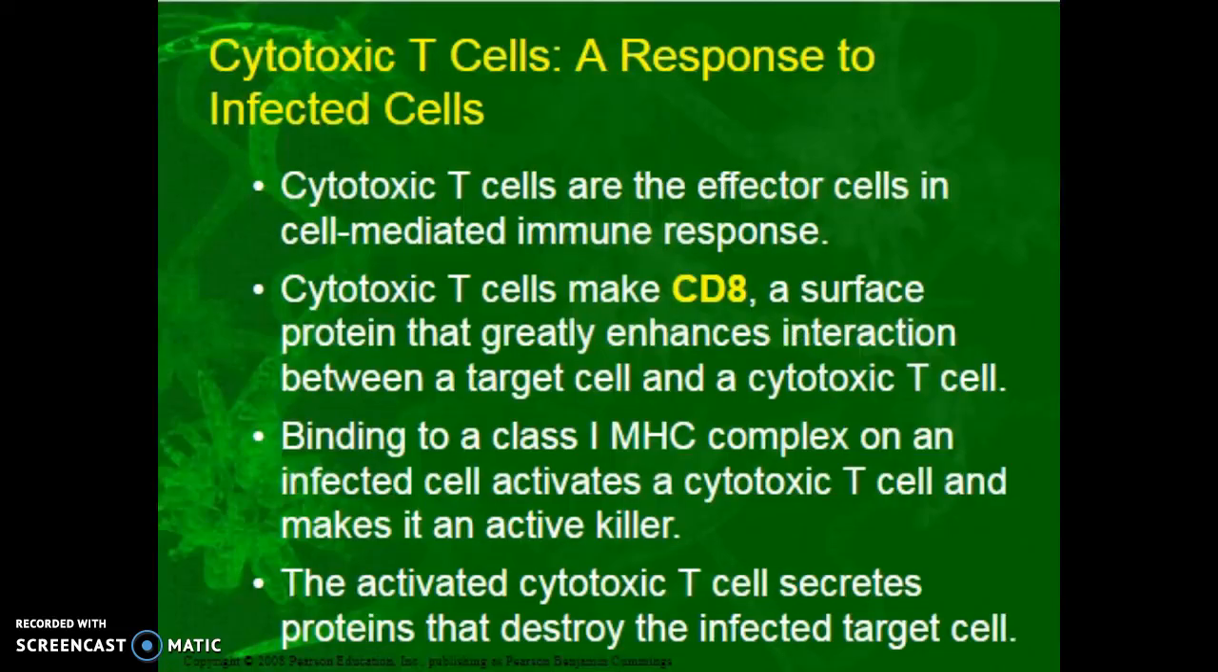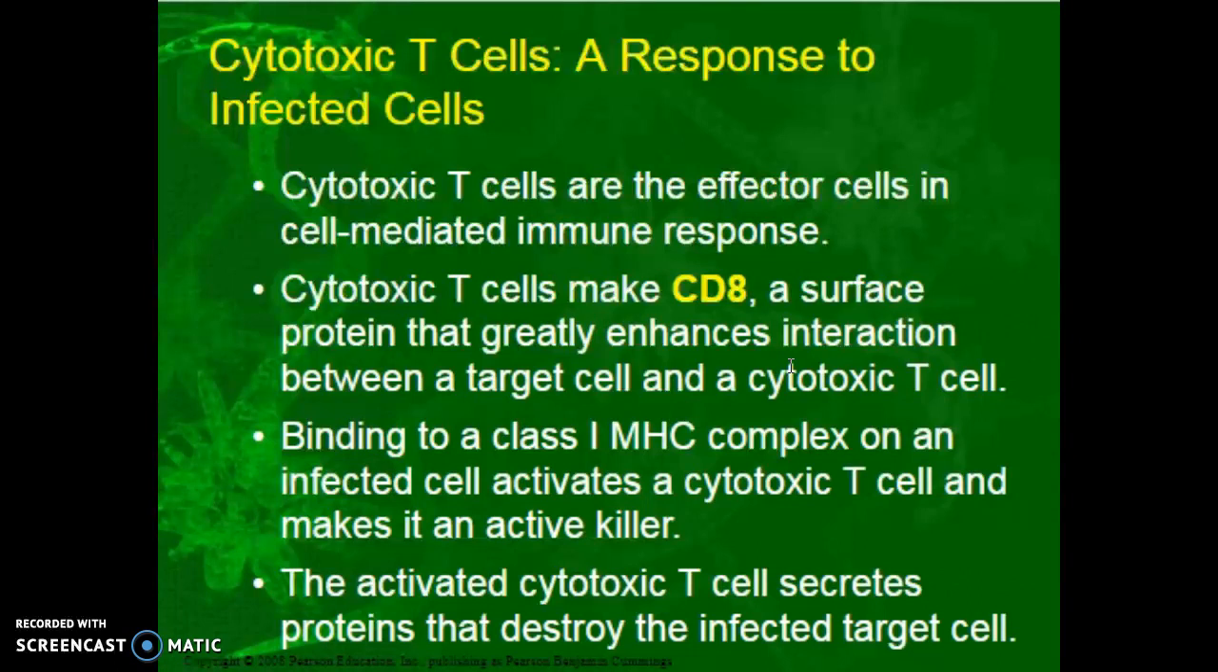So let's look at cytotoxic T cells in particular here. Notice they're going to make CD8. So these CD4 and the CD8s, I want you to file those away in the back of your memory. When we start looking at HIV and how HIV infects cells, those same receptors are going to come up. So CD8 is a surface protein that greatly enhances the interaction between a target cell and a cytotoxic T cell. Think a normal handshake versus how President Trump shakes hands. Or maybe even better would be how they shake hands in Game of Thrones.